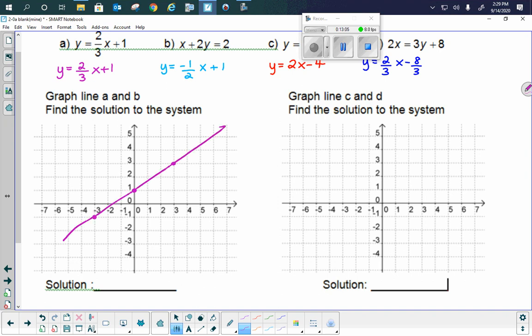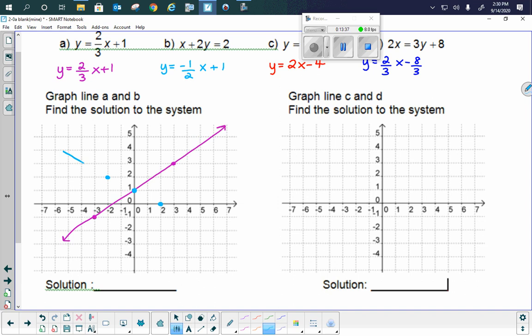You can do that a lot better in a small circumstance than I can here on the smartboard. Okay, but do your best. Remember arrows because it goes on forever. And then the other one, B, has a y-intercept of (0, 1). Okay, so fill that in. A slope of -1/2 would mean down 1 and right 2. Or back from the y-intercept, it would mean up 1 and left 2.